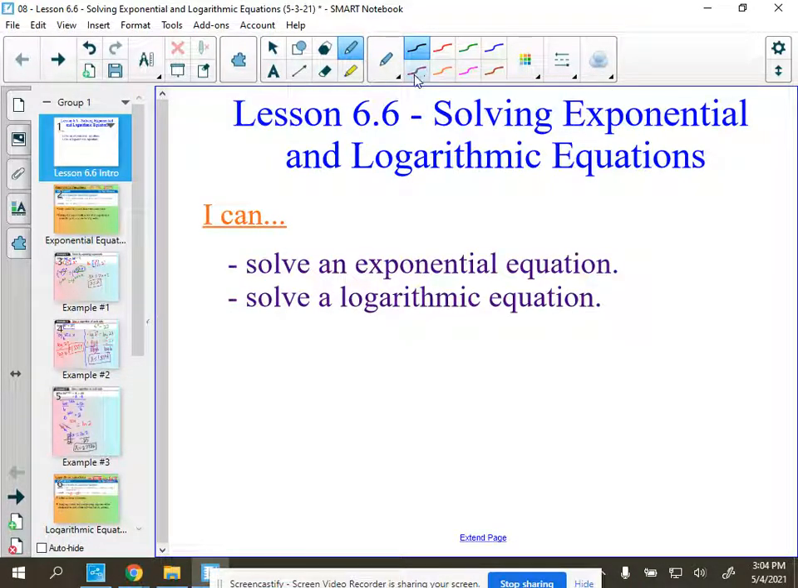So it's a tale of two concepts: solving exponential, check; solving logarithmic, check. We're good. 6-6 is officially done. We'll call it there. I will see you in future lessons.